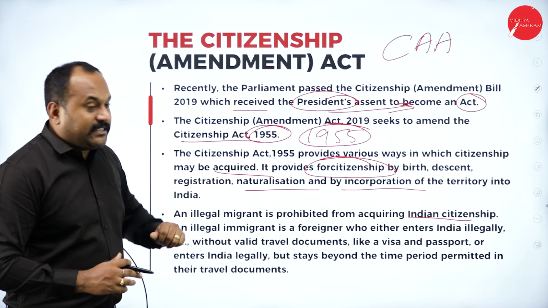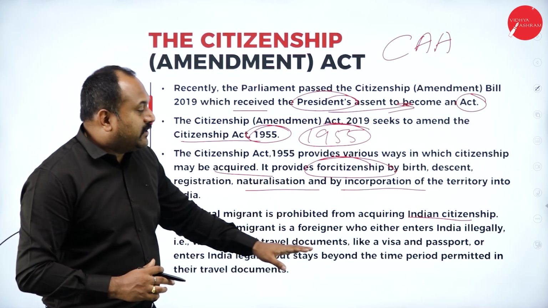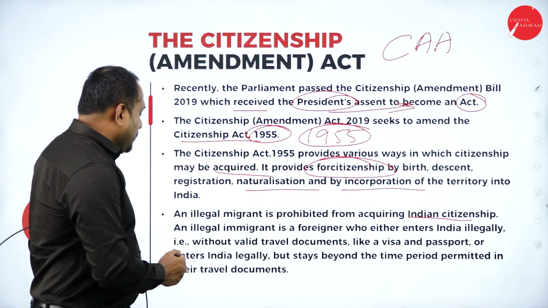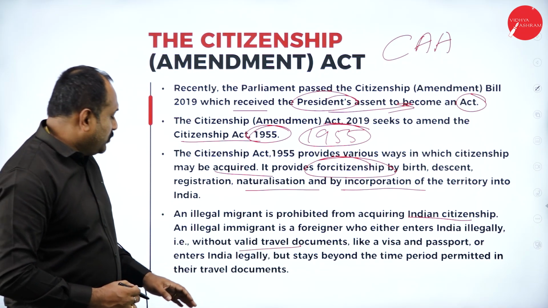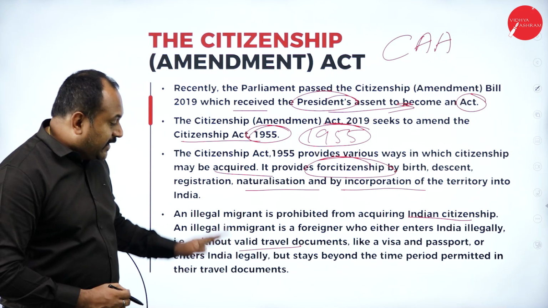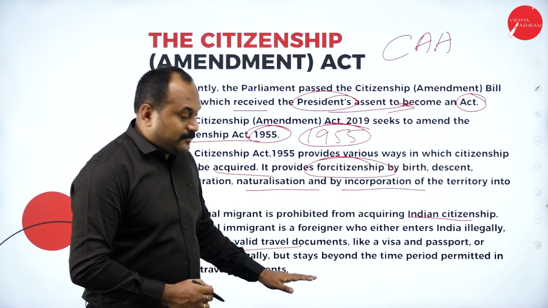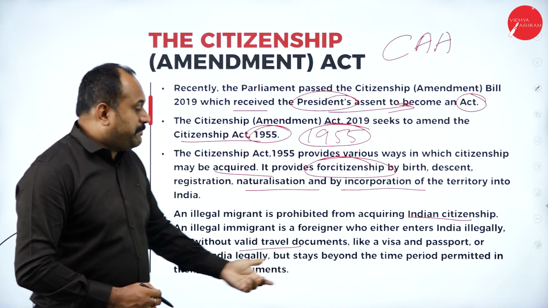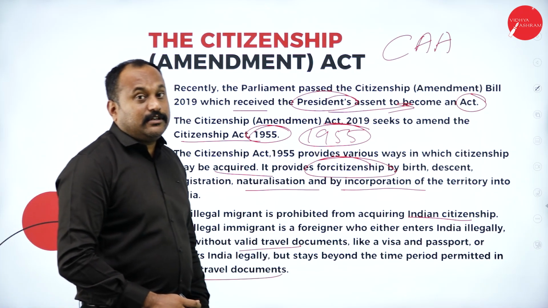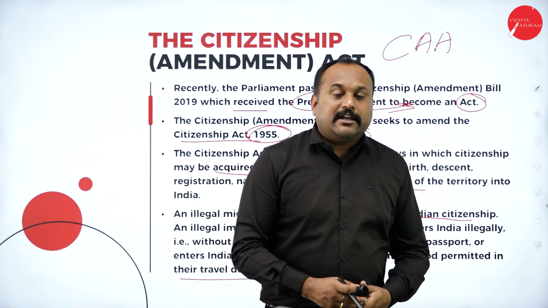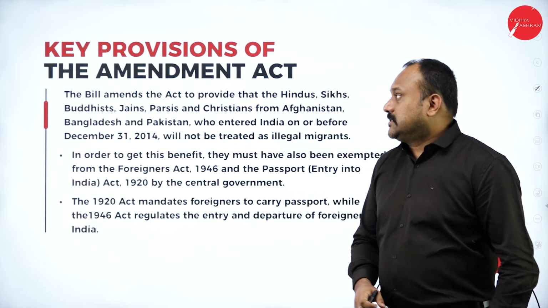An illegal migrant is a foreigner who either enters India illegally, that is without valid travel documents like a visa and passport, or enters India legally but stays beyond the time period permitted in the travel document. So it is again what? Illegal. They are called foreigners and not Indians.